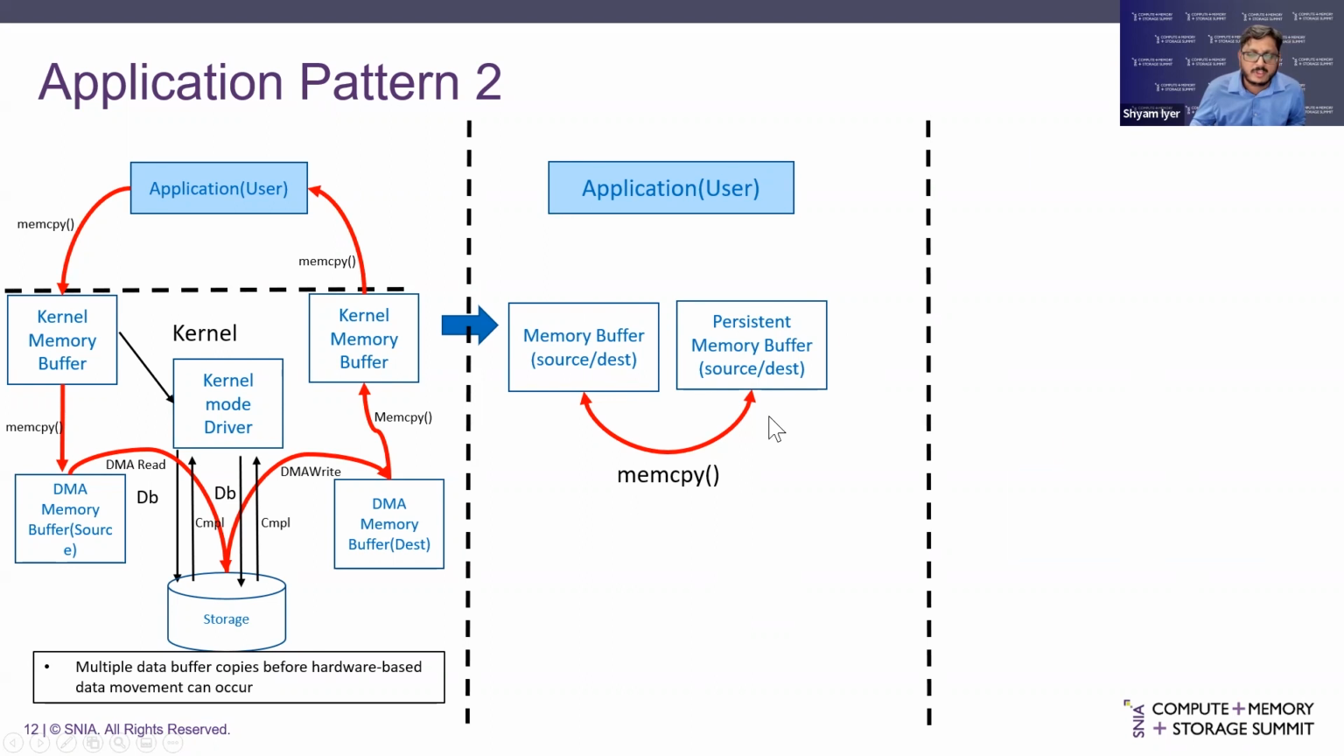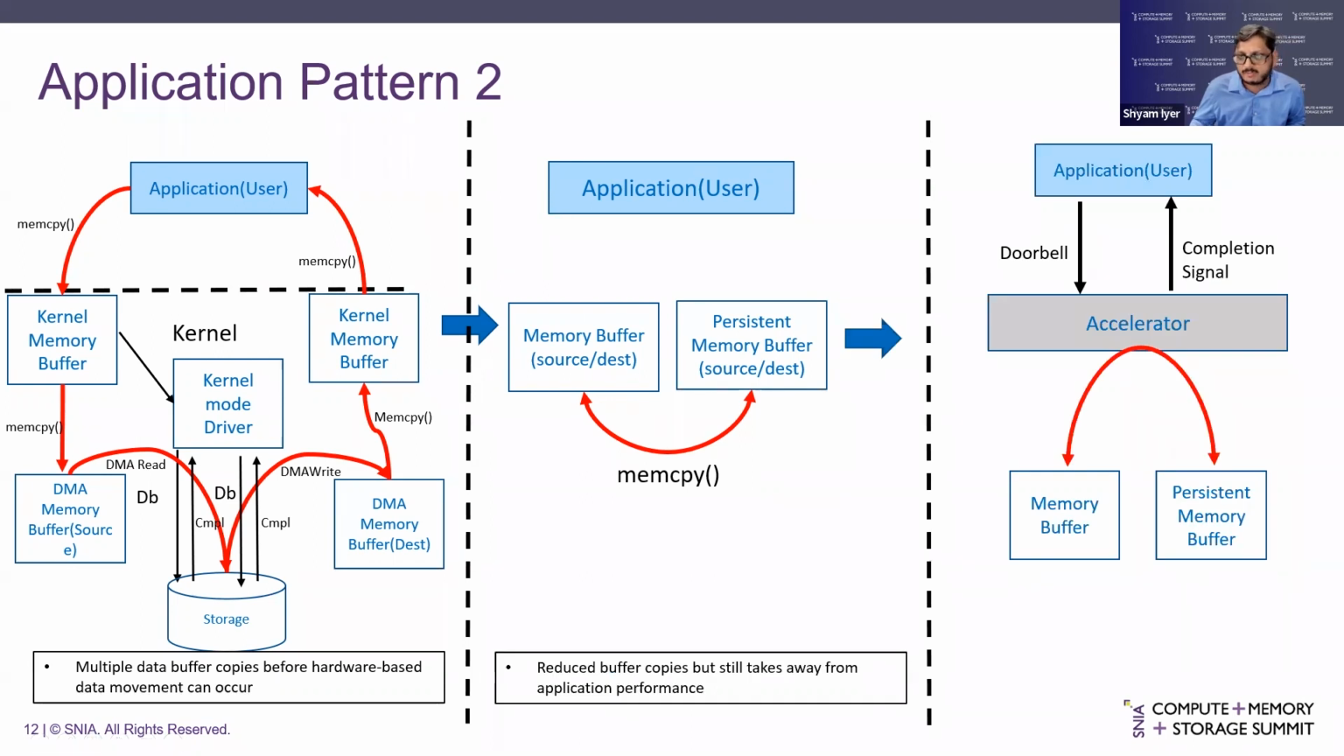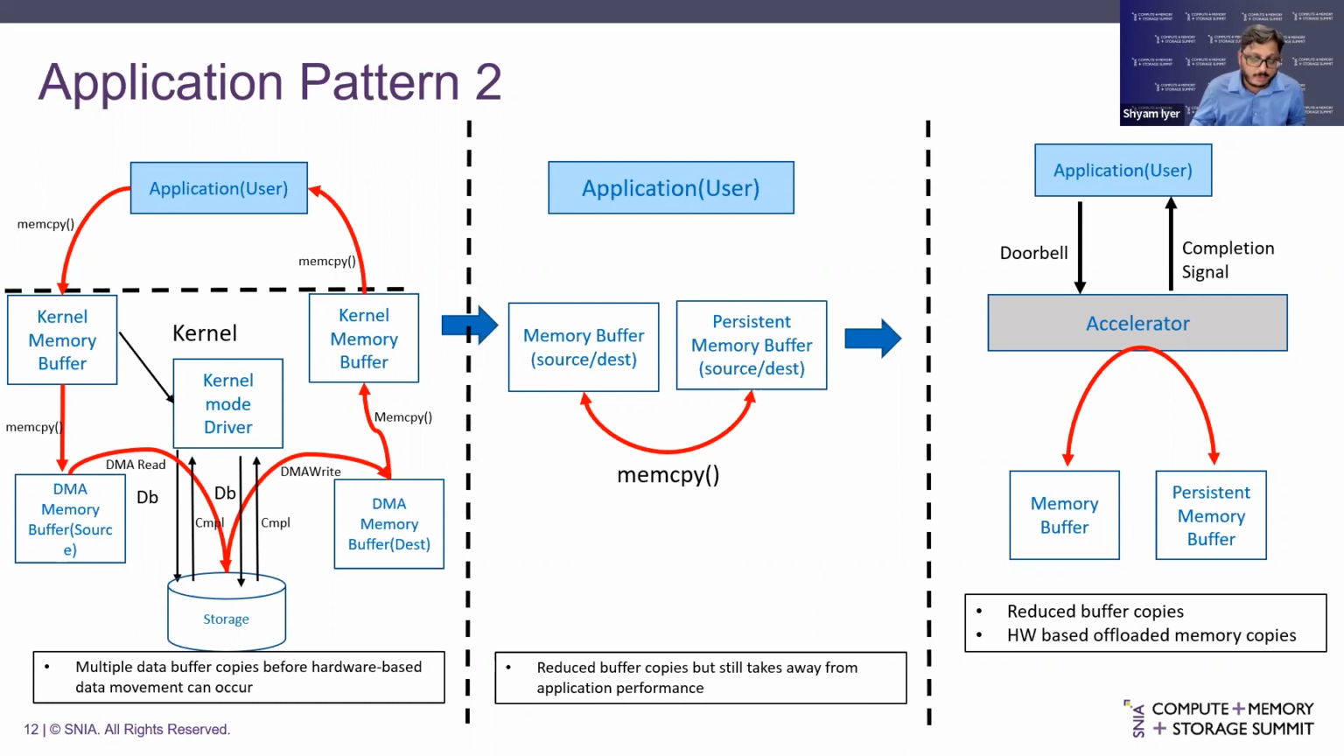We can take this further by optimizing this with the help of SDXI. Now we will, instead of using memcopies, use the same principle to move data with the help of the accelerator from volatile memory buffers to persistent memory buffers. And all this while reducing buffer copies, but also offloading the memory copies into hardware.